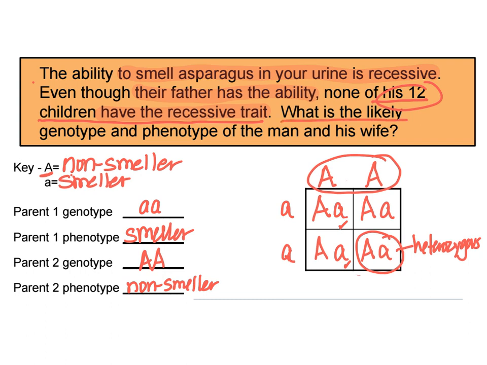The problem is, what is the likely genotype and phenotype of the man and his wife? I know that the man is homozygous recessive, right? This guy right here. And the mother is homozygous dominant.